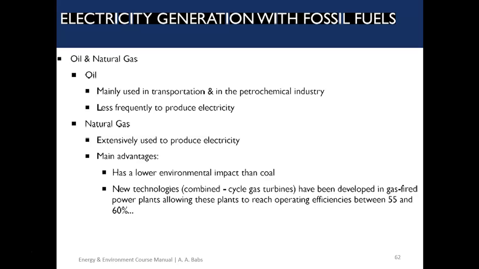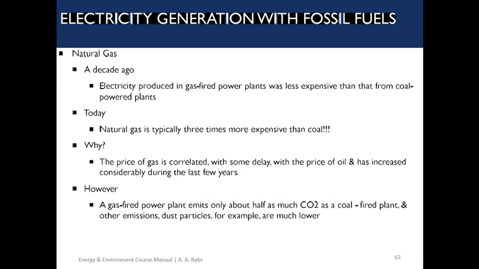New technologies of natural gas fired power plants are coming up, for example the combined cycle gas turbines. What this does is that it helps us to increase the operating efficiencies of the gas-fired plants to between 55 and 60%. If we consider a few years ago, probably 10 to 15 years ago, the electricity produced from gas power plants was less expensive than the electricity produced from coal-powered plants.